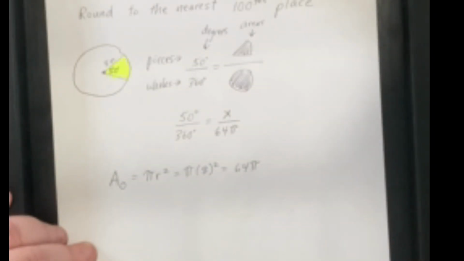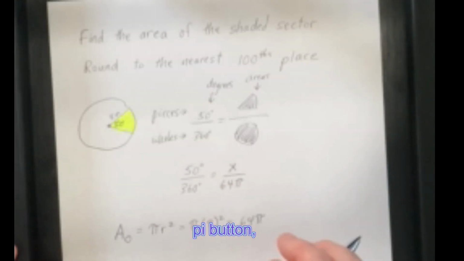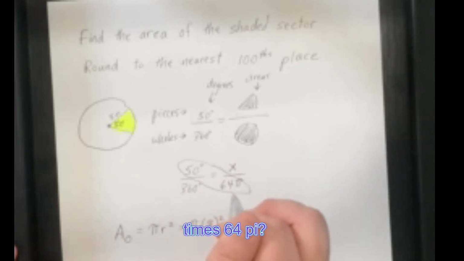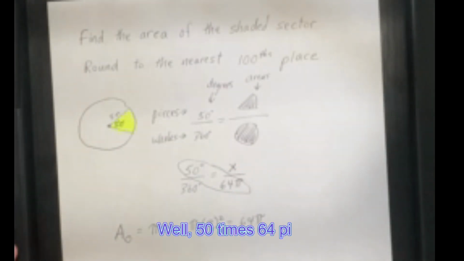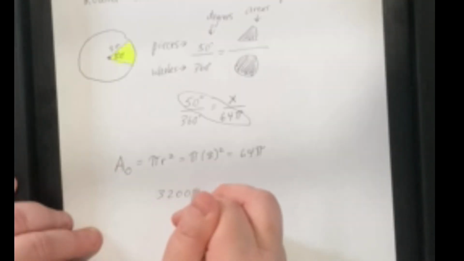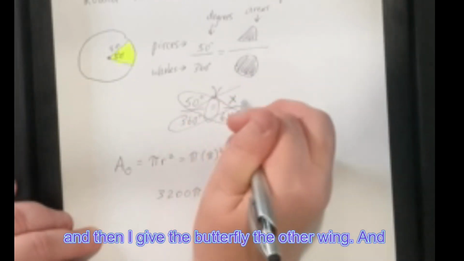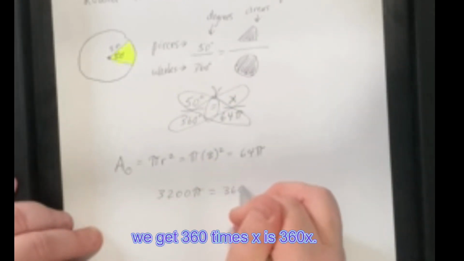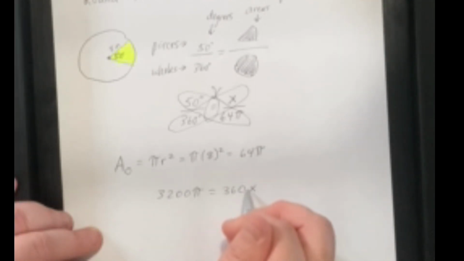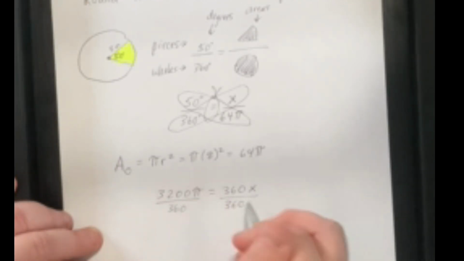I'm going to keep that exact number, 64 pi, for now. Since it says round to the nearest hundredth place, eventually I'm going to use the pi button. But first, I'm going to cross multiply. What's 50 times 64 pi? Well, 50 times 64 pi is 3,200 pi. Then 360 times x is 360x. To get x by itself, since 360 is being multiplied, we'll divide both sides by 360.